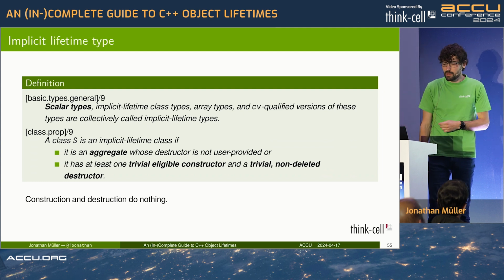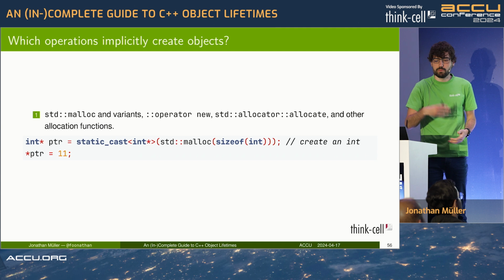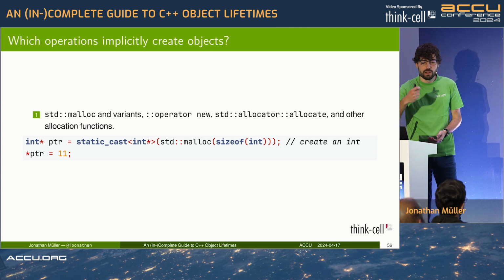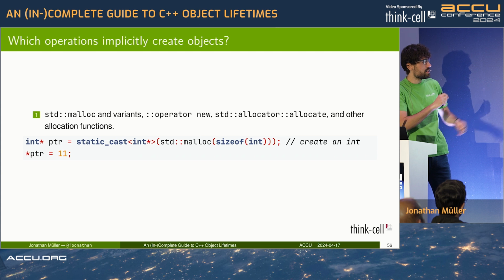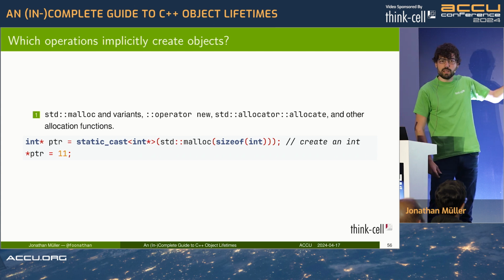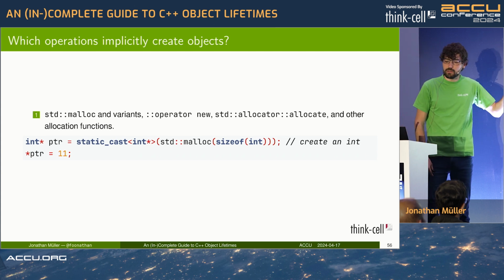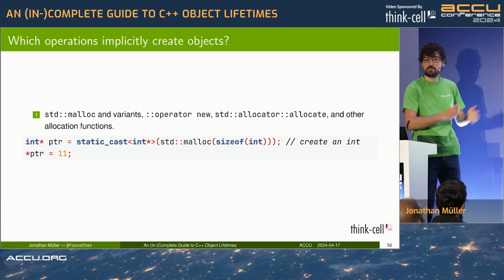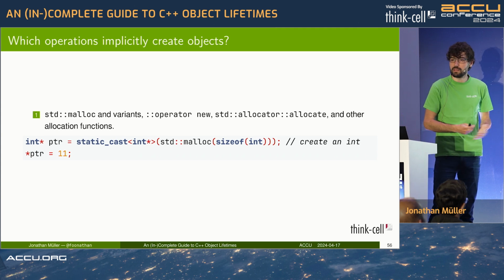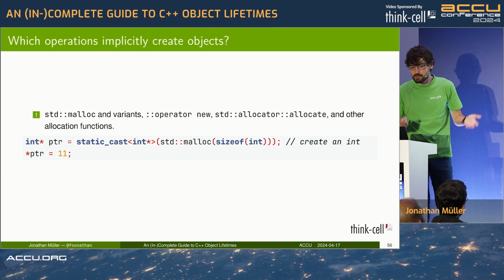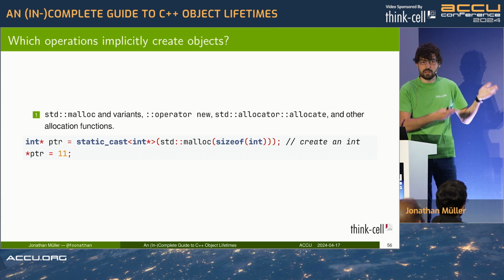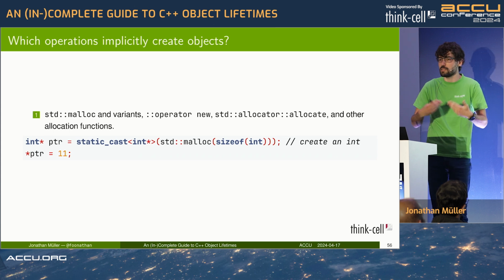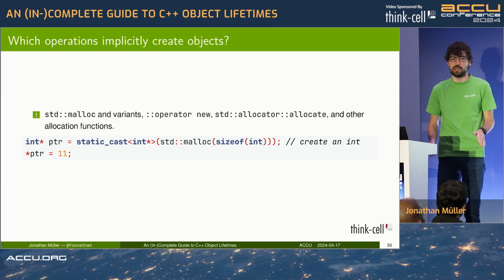So which operations do that? Well, for example, malloc and variants, operator new, allocator::allocate, and a bunch of other allocation functions. So the compiler looks at this code, looks at the second line, where we're using an int object that doesn't exist, and because malloc can implicitly create an object, the compiler goes ahead and says, you know what, let me just create an int for you. So to make this code well-defined, which is nice. We've accomplished the goal of having C-like code still be valid, because the compiler implicitly creates an int object without you having to do anything.